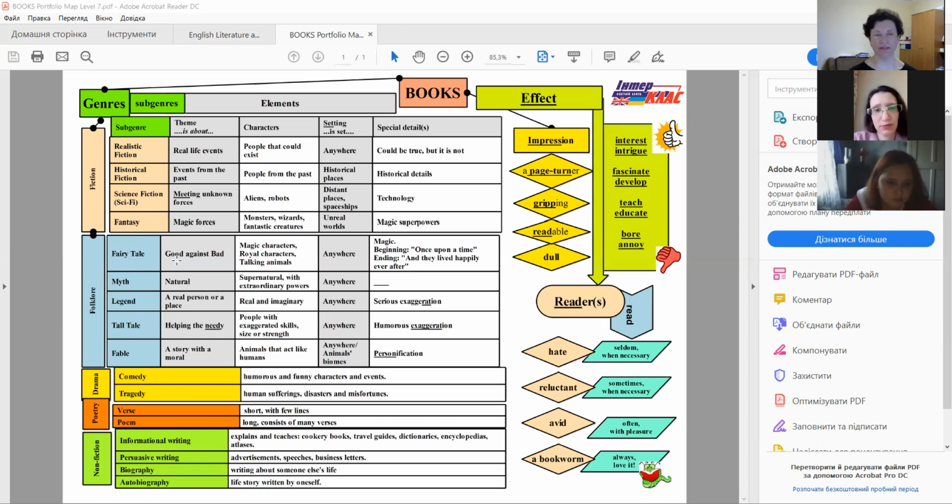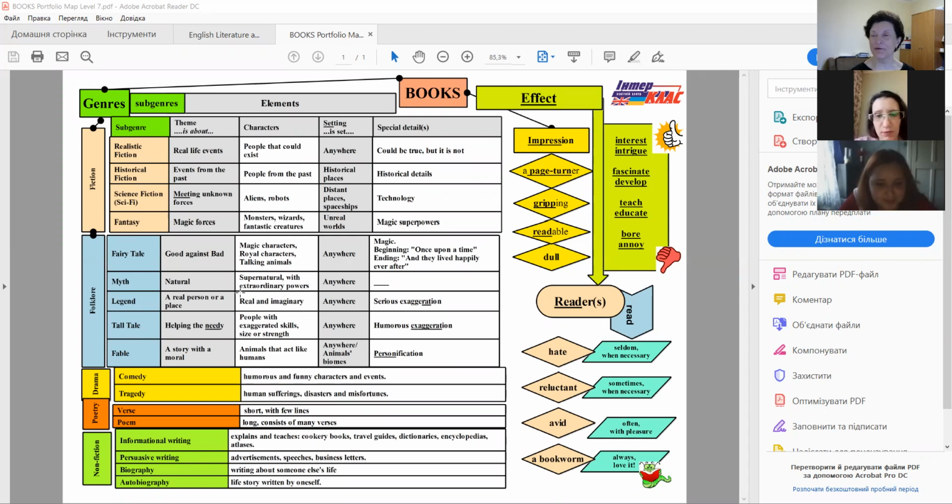And start with the fairy tales. The theme of fairy tales is good against bad. The characters are magic characters, royal characters, and talking animals. The setting is anywhere, and special details of fairy tales are magic. Beginning: once upon a time; ending: and they lived happily ever after.